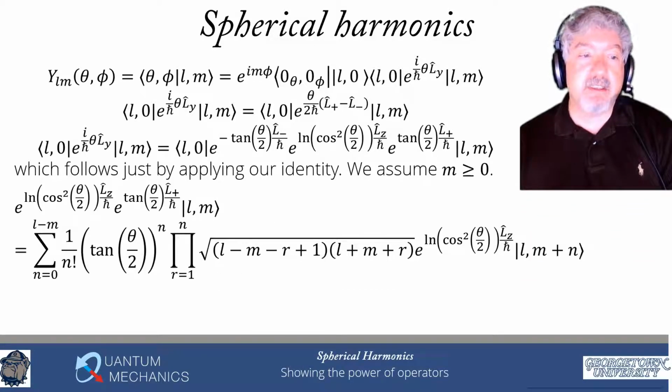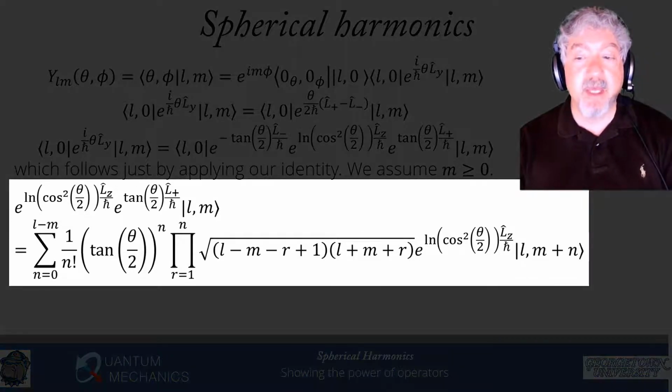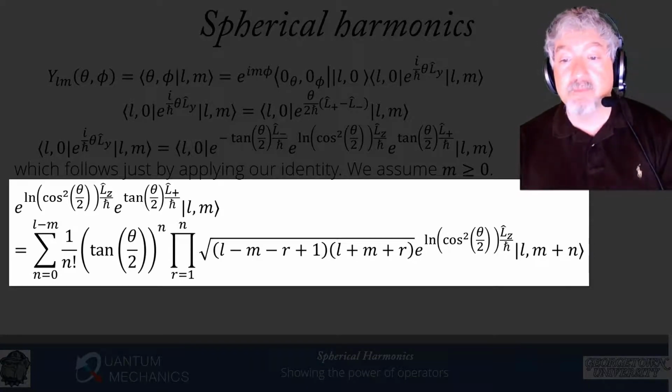And so what that means is I can replace that sum as a sum that goes from n equals 0 to L minus m. I get the 1 over n factorial. I get the tangent theta over 2 raised to the nth power. I get this product of all the square roots. And now I'm ready to evaluate the next term. So I'm going to bring that in.